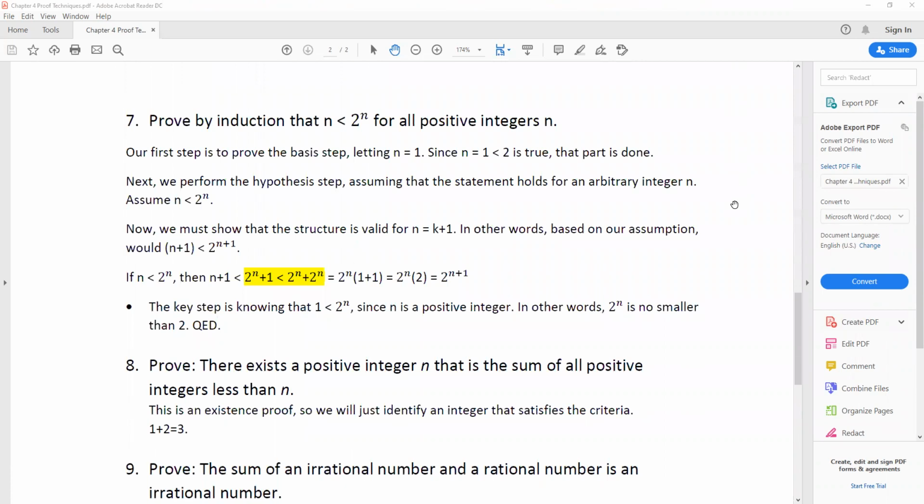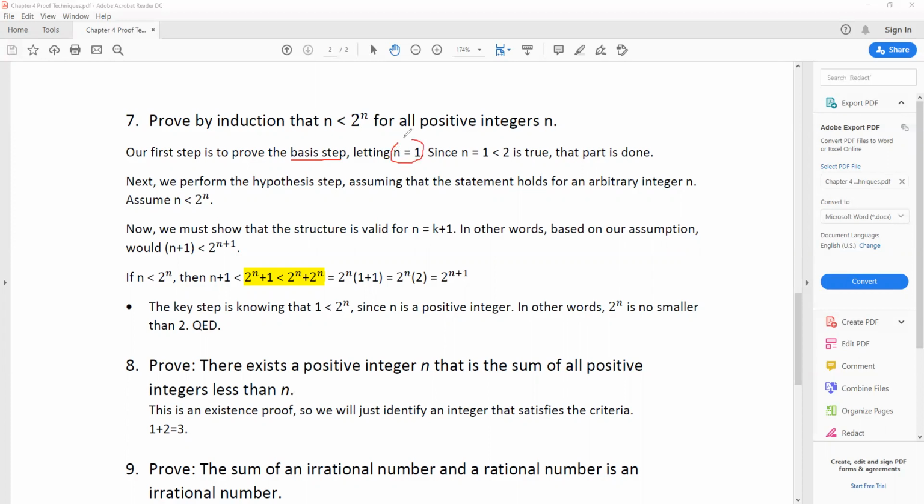Number 7, prove by induction that n is less than 2 to the power of n for all positive integers n. So here's how a proof by induction works. The first thing you're going to do is start with your basis step. This is the classic first step. The problem says that n has to be positive. Therefore, I'm going to start with the smallest positive integer, 1.